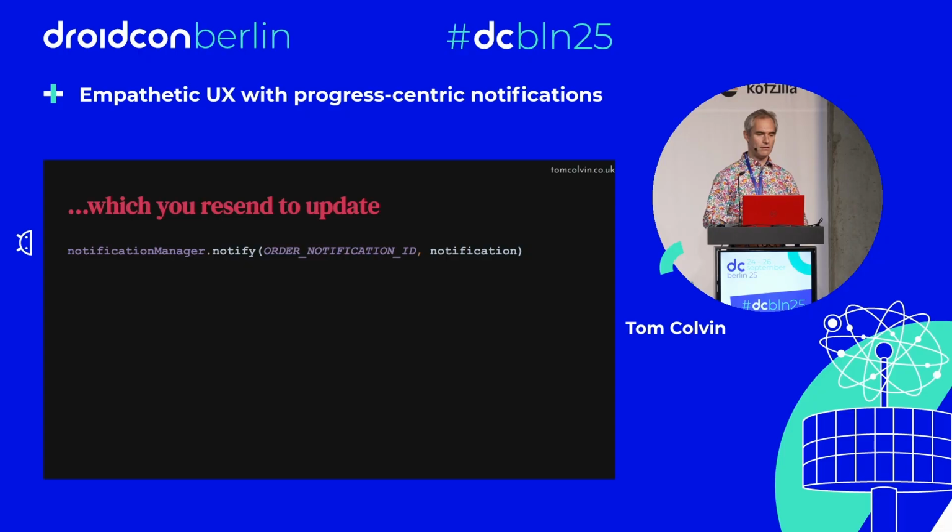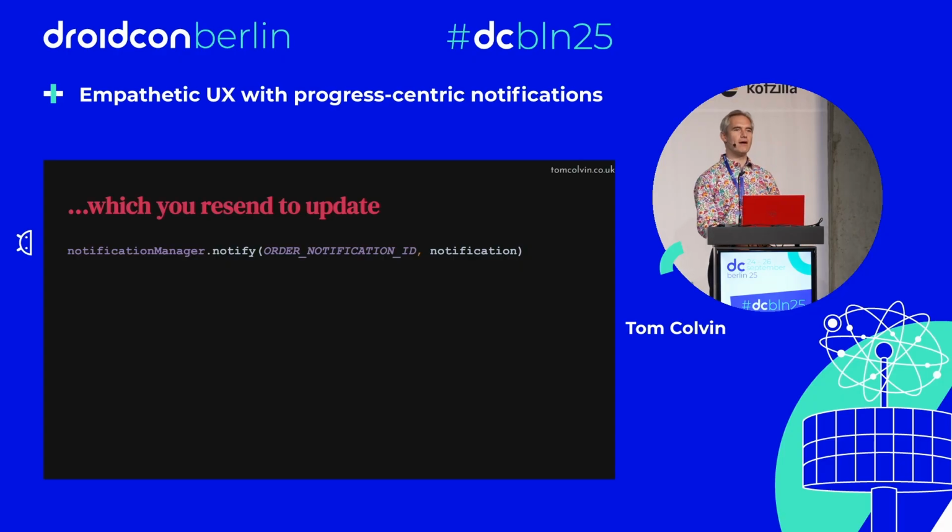And then we send it to the notification manager, and that then appears on the user's screen. We make sure that we use the ID of the existing notification so that when we update the progress bar, it replaces what was there before as opposed to posting new ones over and over and over again.